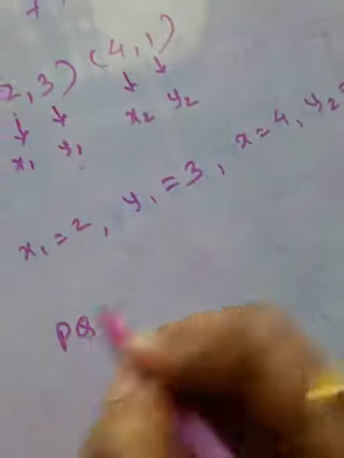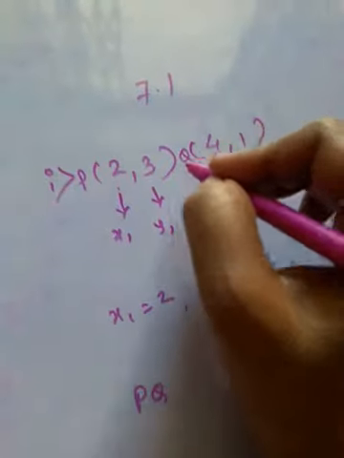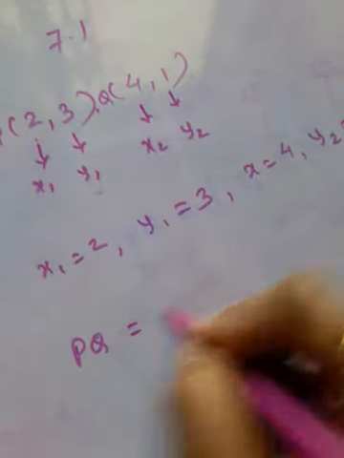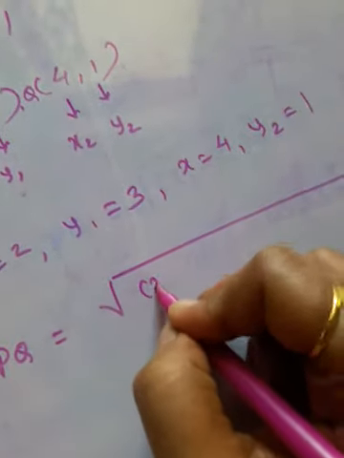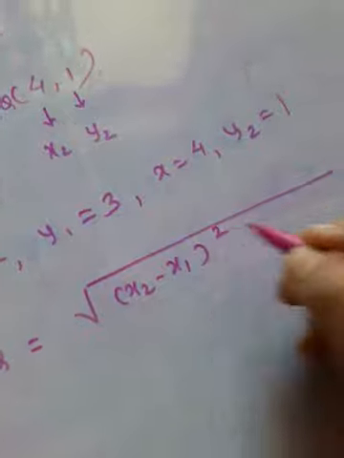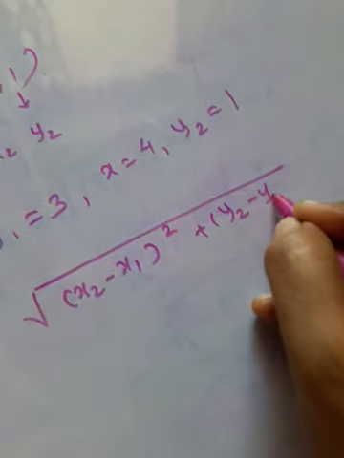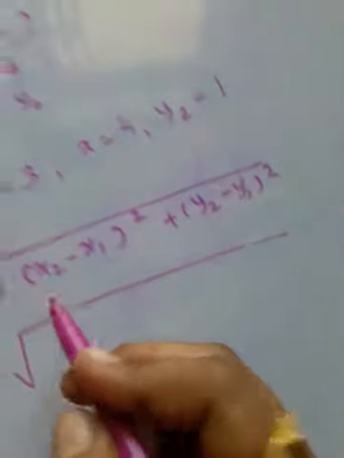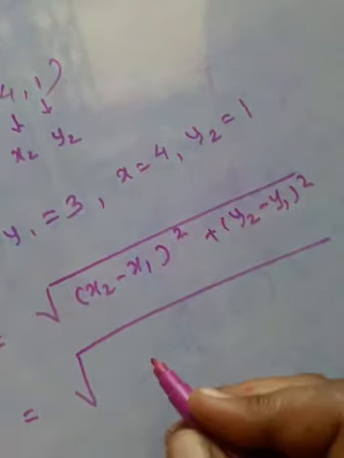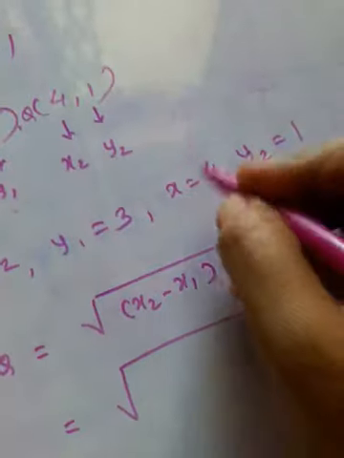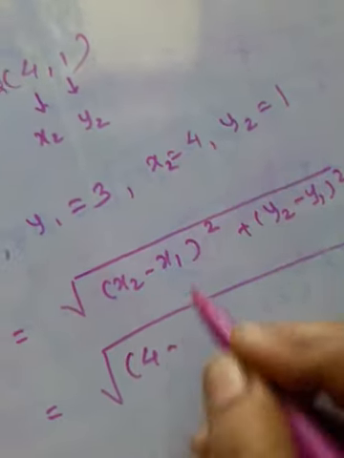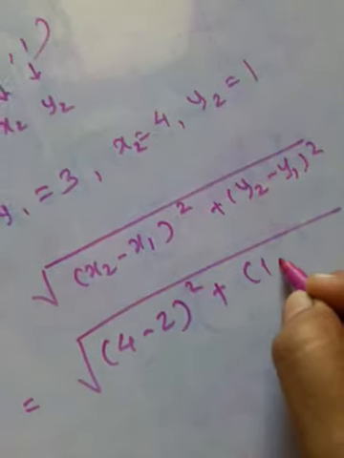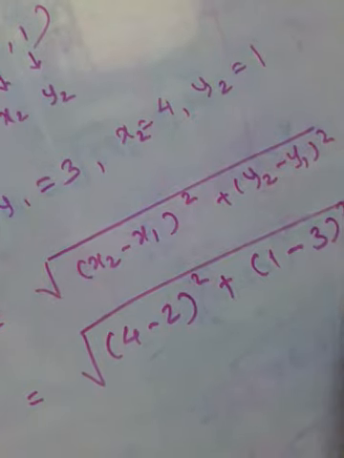Suppose this point is P and this one is Q. So PQ is equal to, the distance formula, the square root of (x2 minus x1) squared plus (y2 minus y1) squared. So substitute the values: x2 is 4 minus x1 which is 2, squared, plus y2 which is 1 minus y1 which is 3, squared.